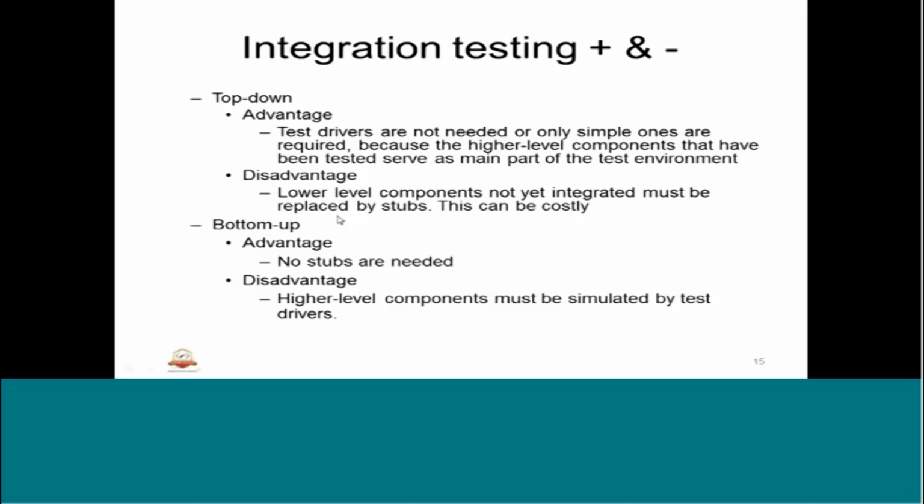And the bottom up advantage is that no stubs are needed because we are going to drive the individual modules. But the disadvantage is that high level components must be simulated by test drivers. So in bottom up we need drivers, and in top down we need stubs. So it is up to the test strategy team or the test plan team or the test manager or test lead to decide what sort of strategy is going to work for the particular embedded software testing.